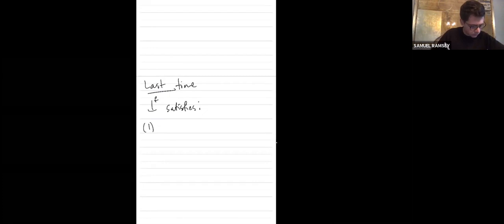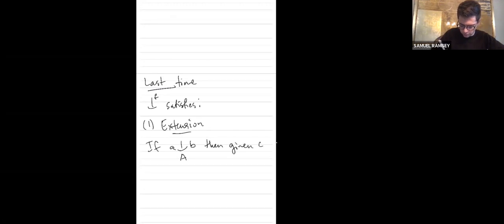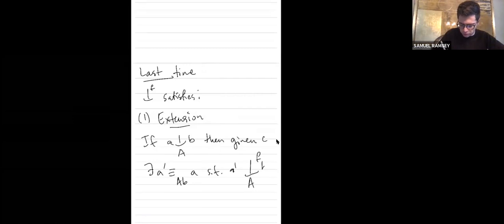So one is extension. This was in any case the first one we proved, which is that if A is independent over A with B, then given C, I can extend the type of A over AB to A prime, such that A prime is independent over A, not just with B, but also with C. So maybe I change the element, but preserving the type, I can extend my type to something which is bigger.